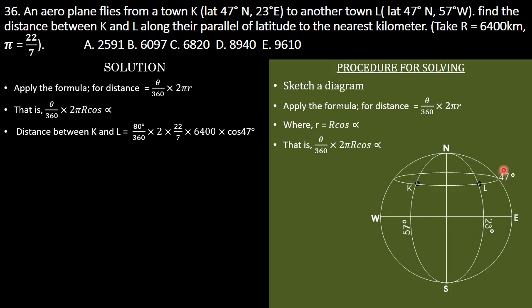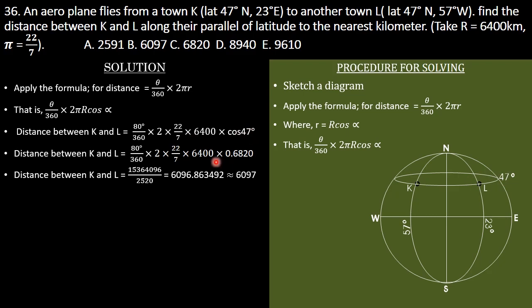Let's multiply it together, because cos 47 degrees equals to 0.6820. When you multiply all the numerator together, we have 15364096 over, when you multiply all the denominator, you have 2520. When you divide the numerator by the denominator, you have 2096.863492. When you convert it to the nearest kilometer, you have 6097.